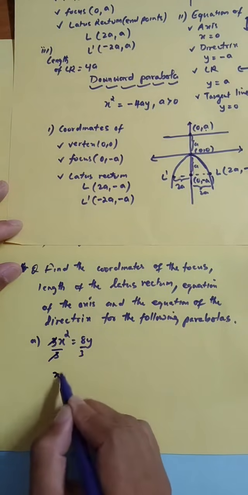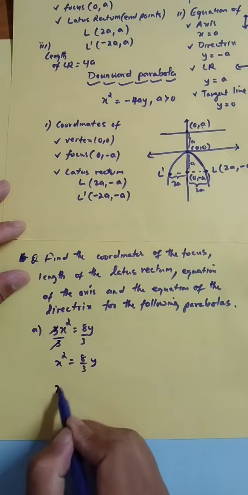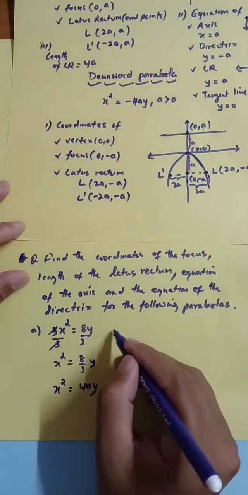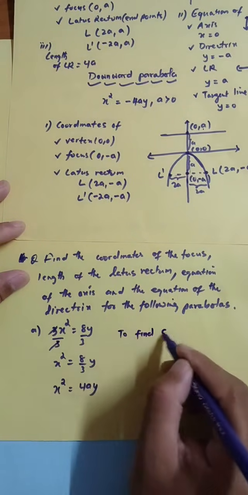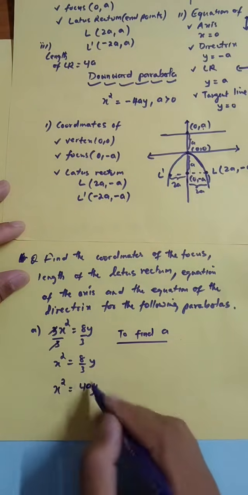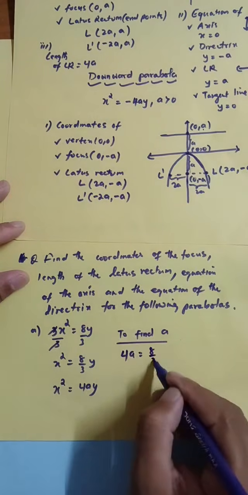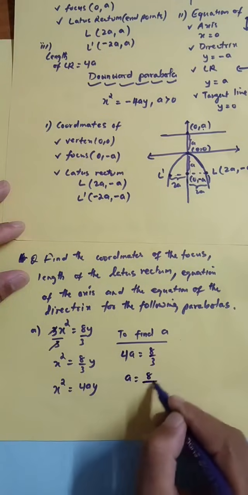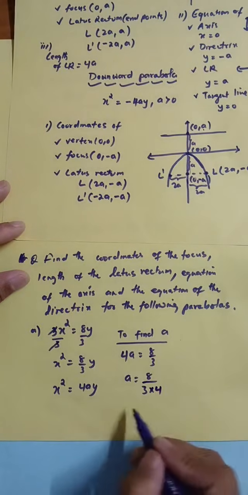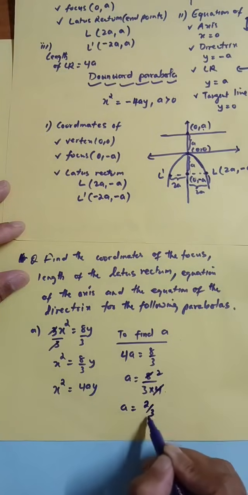So x square equal to 8 over 3 y, a parabola. Now compare this one with your standard equation, which is x square equal to 4ay. First of all, we need to find a. So you compare the numerical coefficients of y: 4a equal to 8 over 3. Cross multiply by the denominator, so a equal to 8 over 12, which comes to 2 over 3.